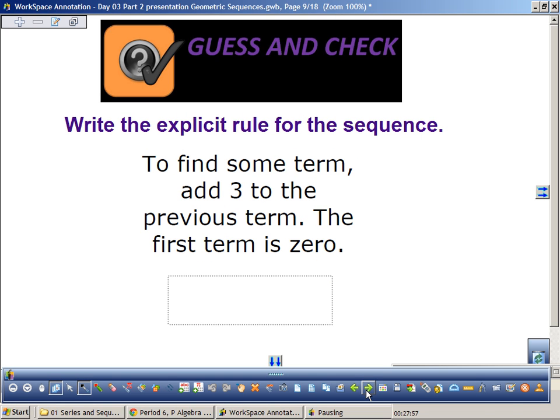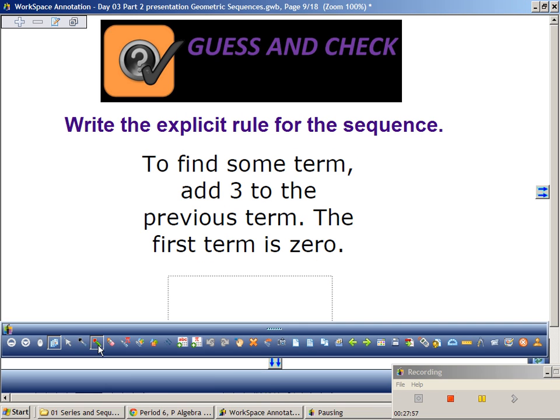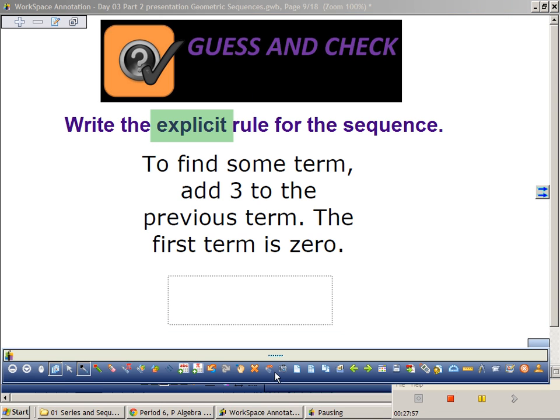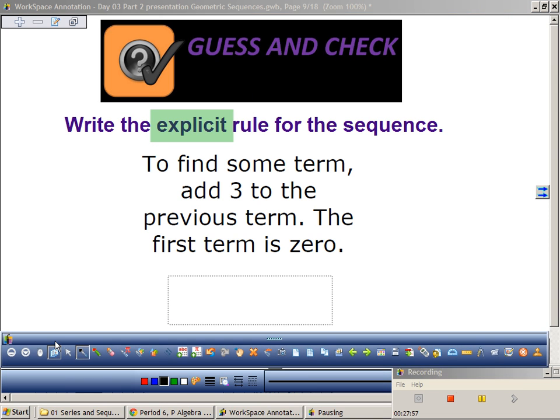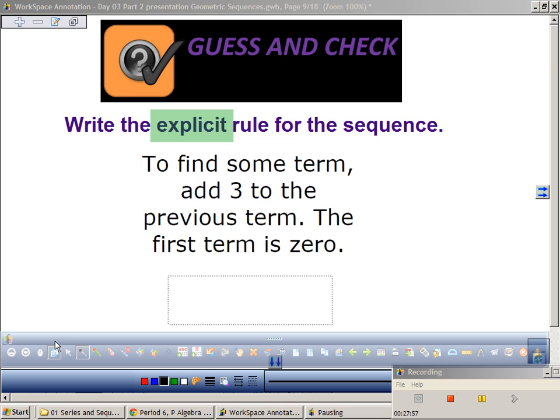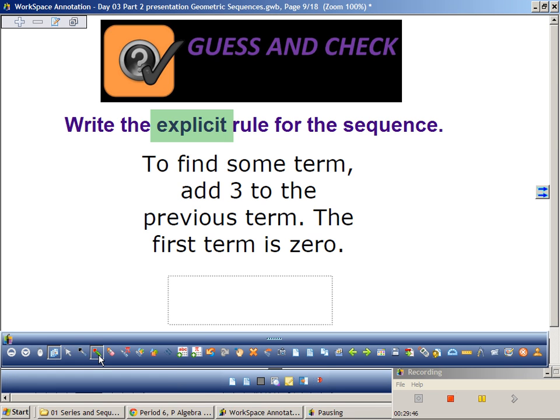All right, write the explicit rule. This one's going to be explicit. The explicit rule. You figure out whether it's arithmetic or geometric. Okay, so since I know this is explicit, I just have to figure out my other key word in there, an add or subtract or multiply, divide. To find some term, add.